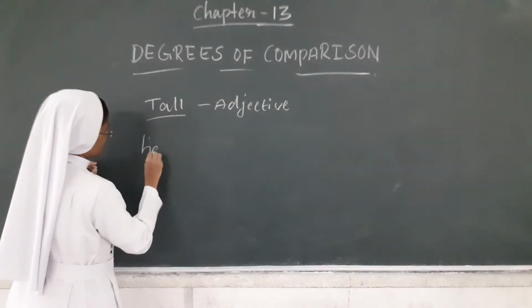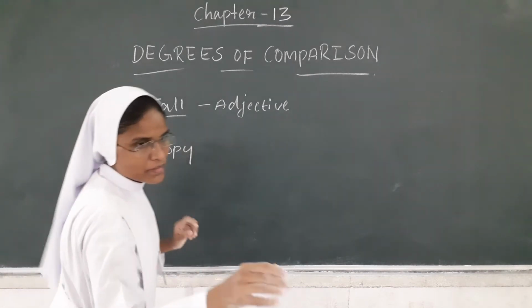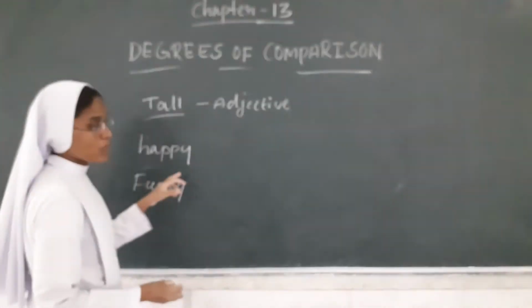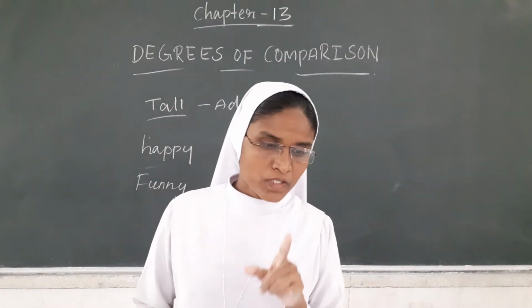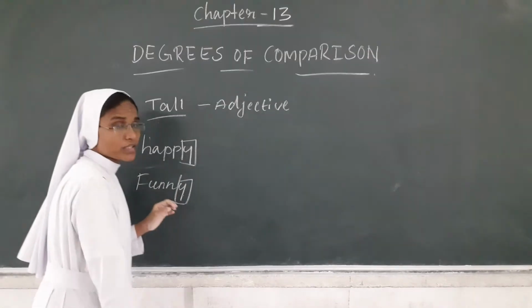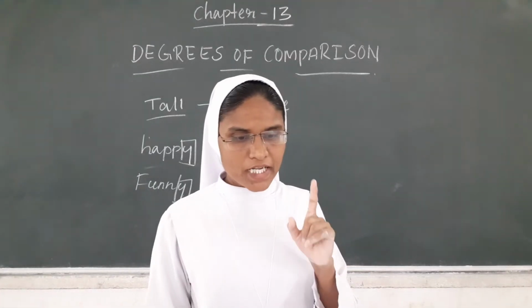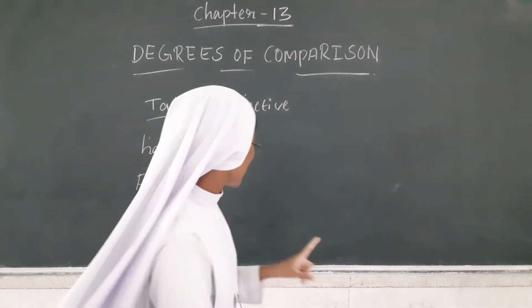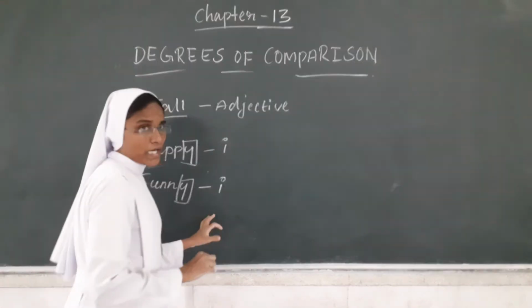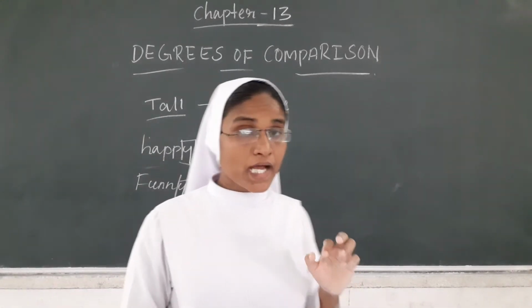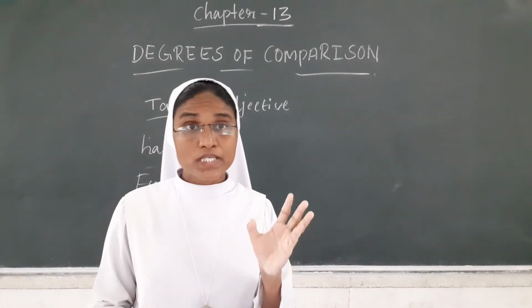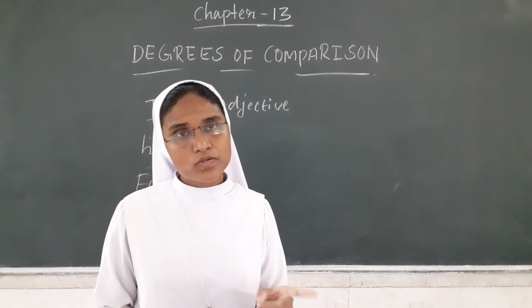Happy. The next word is funny. Okay, here they told: if the adjectives end with Y, we should change Y to I. So when Y comes, we should change it into I, and add ER or EST. To make a comparative degree we use ER, to make the superlative degree we use EST.